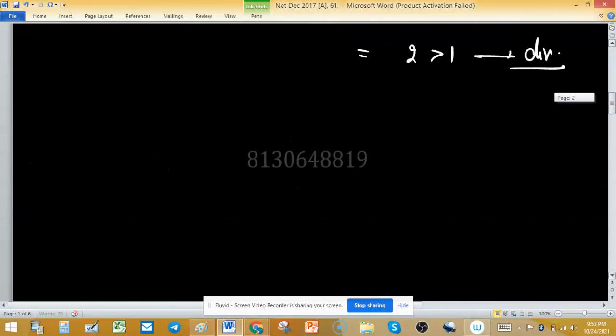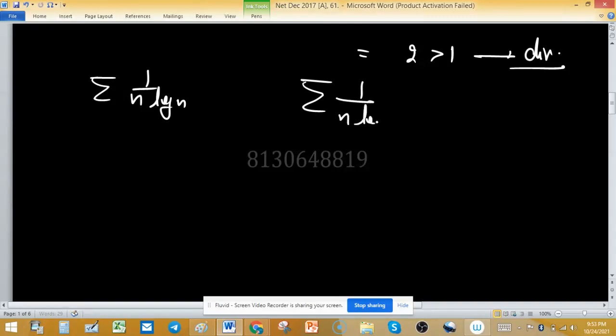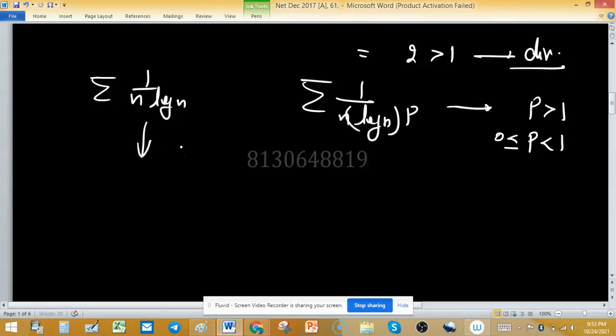Now option C is summation 1 upon n log n. Whenever a series is given of the type 1 upon n (log n) raised to the power p, this series is convergent when the value of p is greater than 1. This series is divergent when the value of p is greater than 0 and less than or equal to 1. In this series, we can see the value of p is 1. So this series is divergent.